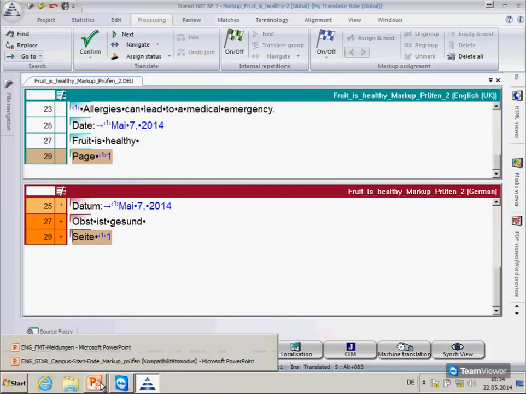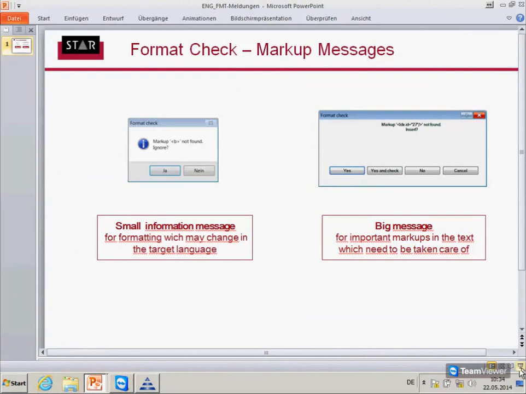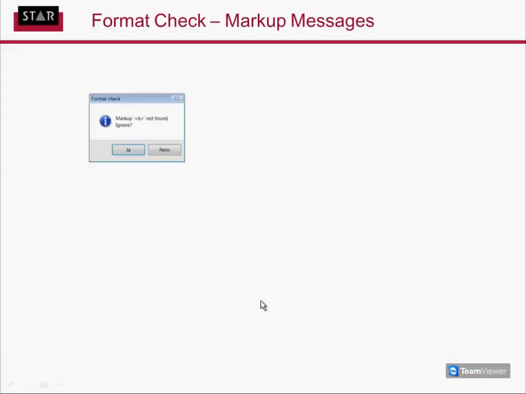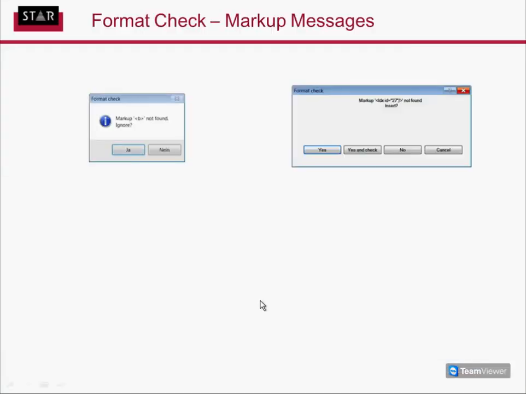Let me show you just again. Messages coming up. When we do the formatting codes check interactively, we have this one. It's for language dependent markups like bold, italics, underlines. And the big one, where I do not have an ignore here, we have an insert here. This is for markups which really need to be taken care of.